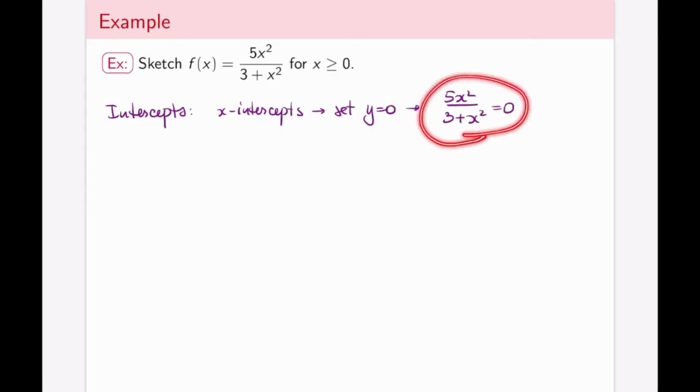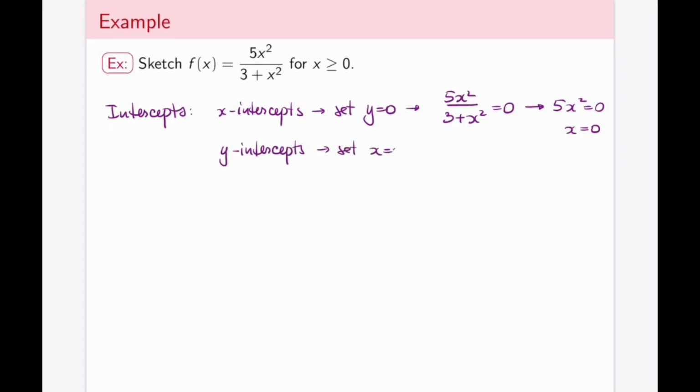And now I'm going to look a little bit closer at this. What this is saying is that I have a fraction equal to 0. Well, the only way a fraction is ever 0 is if the top of it is 0, which will give me 5x squared is equal to 0, which of course will then give me that x is equal to 0. If I were to compute the y-intercept, I'm going to set x to be 0, and then I'm going to get 5 times 0 squared over 3 plus 0 squared, so 0 divided by 3, or 0. So my only intercept of this function is at the origin, when x is 0 and y is 0. Good to know.